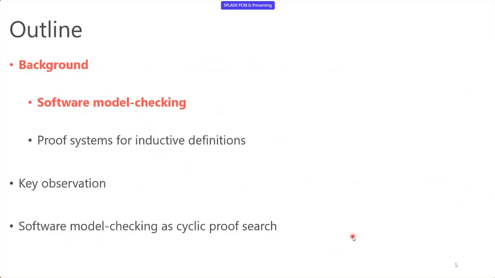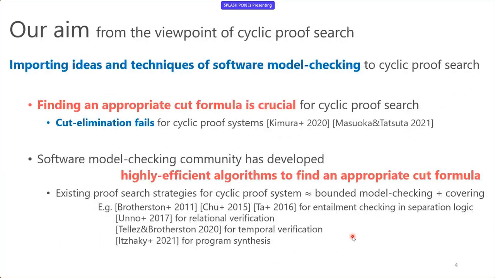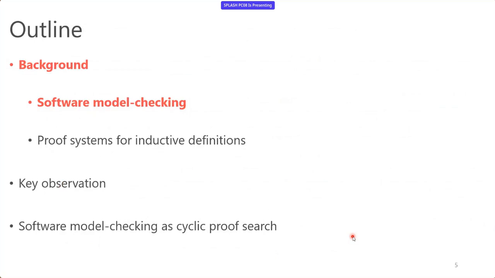In the rest of the talk, I'm going to briefly review the backgrounds of software model checking and proof systems for inductive definitions, and then we explain a key observation to establish the connection between them. And finally, I will use some examples to explain how to interpret various model checking algorithms as heuristics for cyclic proof search.